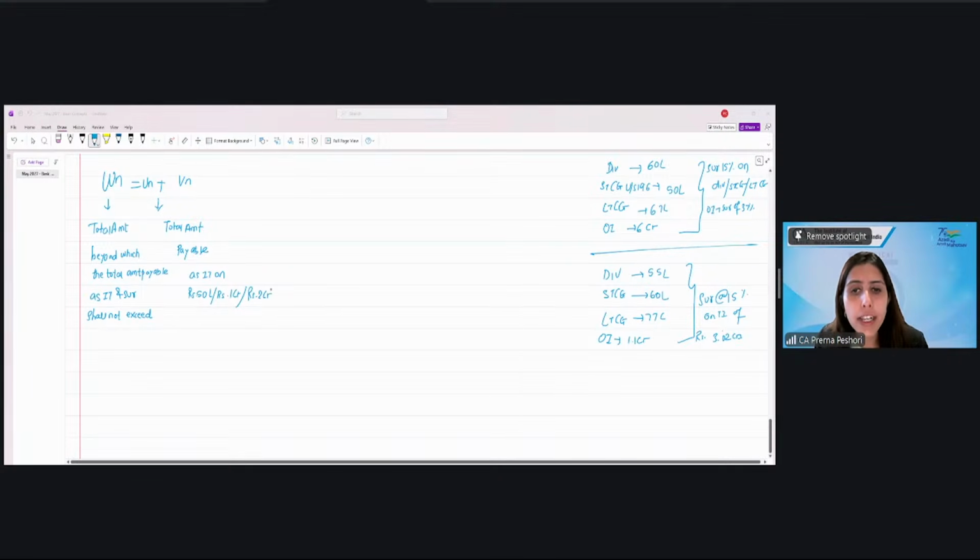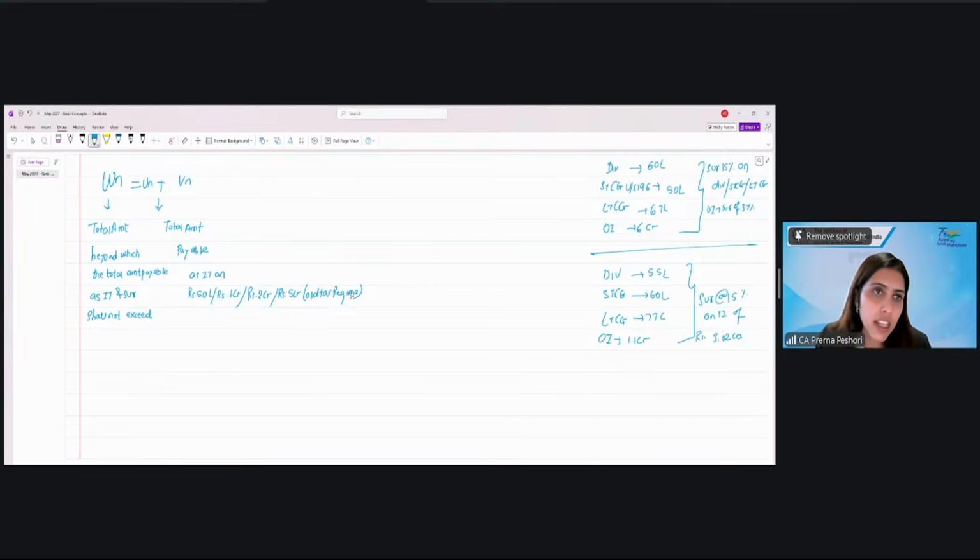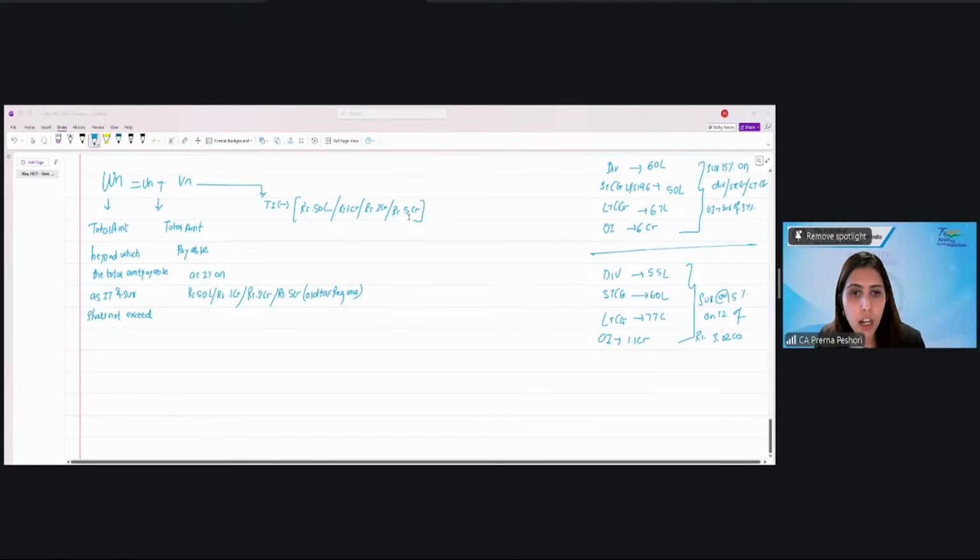And if we talk about the old tax regime, it will also include 5 crores. This is for the old tax regime. And Vn is my total income minus 50 lakh or 1 crore or 2 crore or rupees 5 crore. Are we clear?